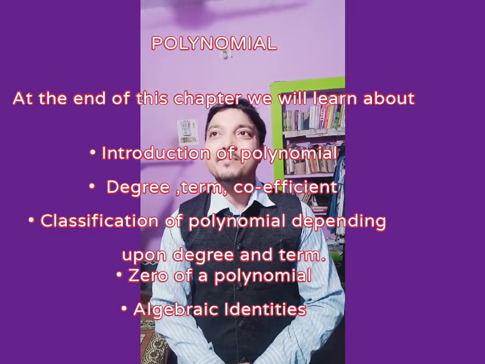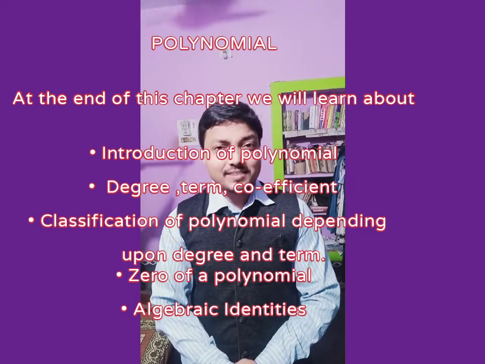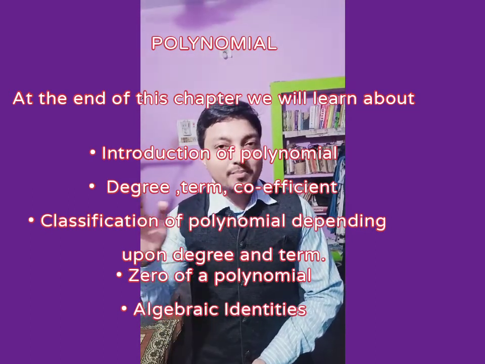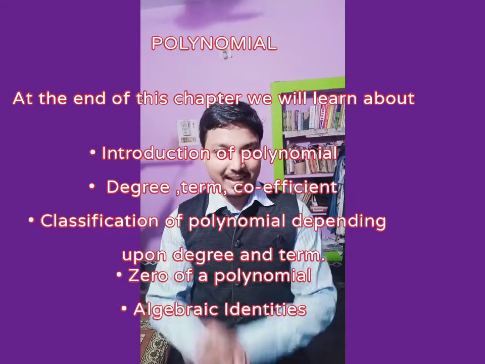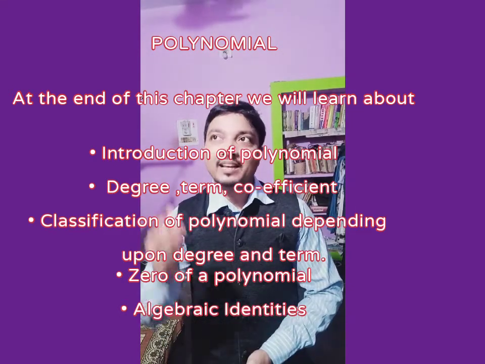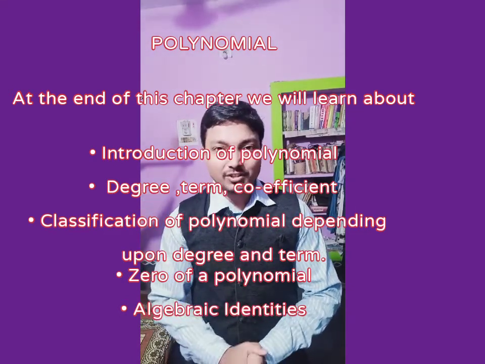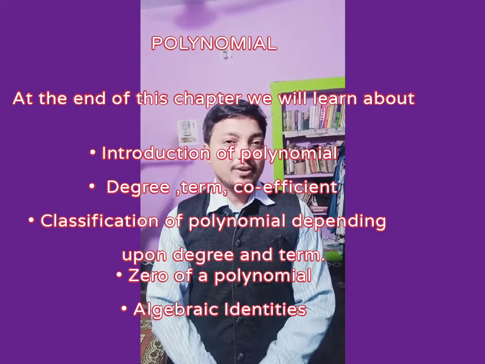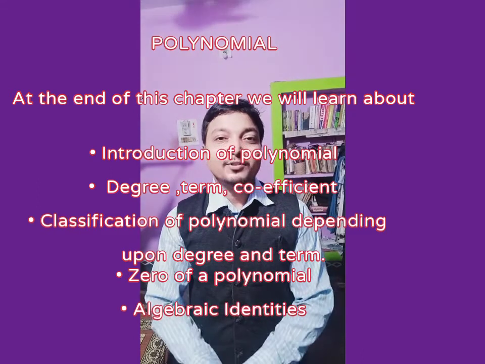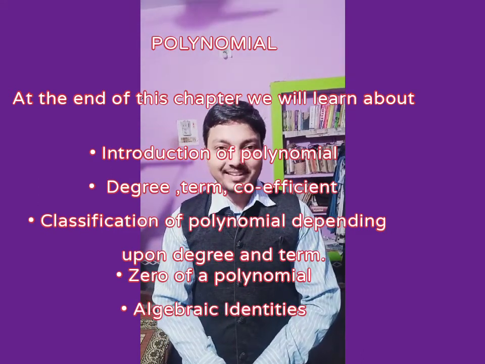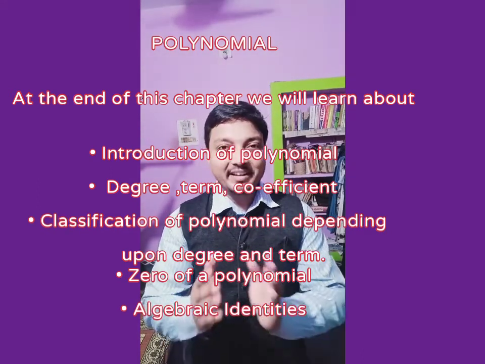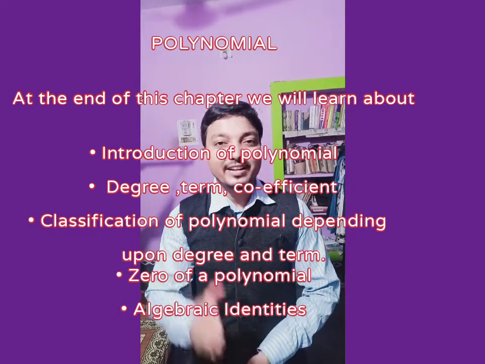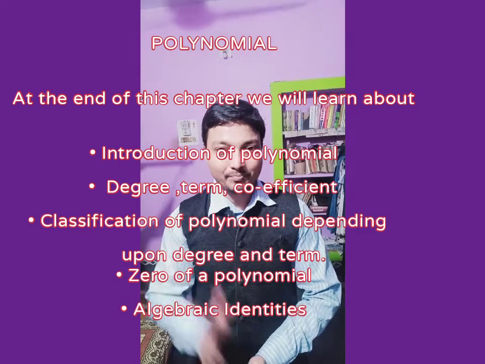At the end of the polynomial chapter, we will learn the introduction to the polynomial, then the degree, term and coefficient of the polynomial. Degree is one topic, then term: what is the definition of the term, what is the definition of the coefficient, we will learn first. Then we will discuss the classification of the polynomial: classification depending upon the number of terms, and also depending upon the degree of the polynomial.